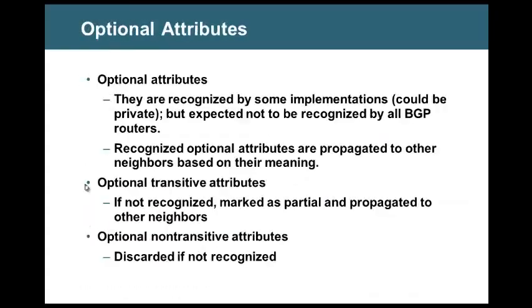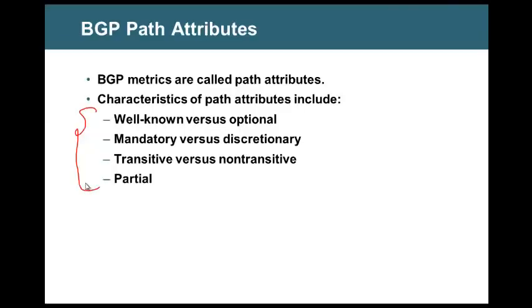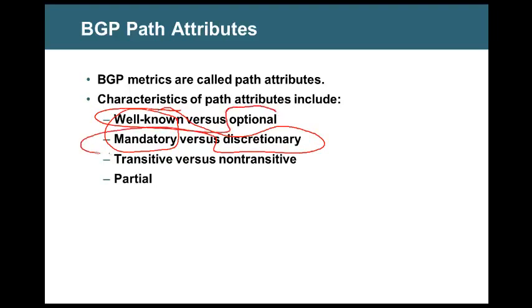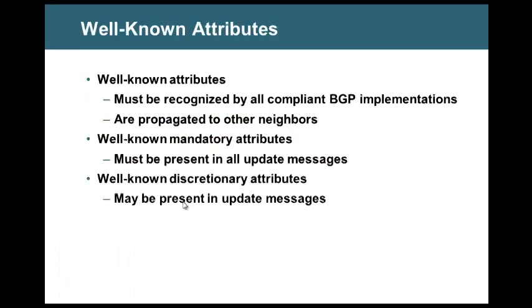Now, out of those 11 metrics, there is again an overall classification like this: well-known mandatory, well-known discretionary, optional mandatory, optional discretionary, optional transitive, optional non-transitive. So there are, again, overall classifications like this. Let's see what it is.